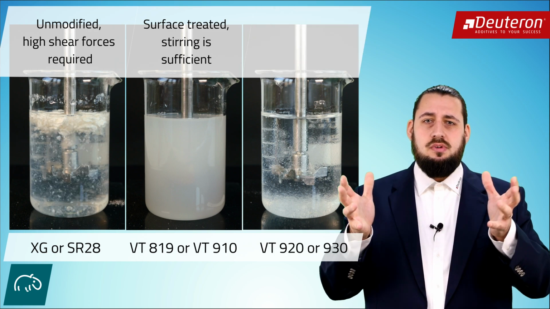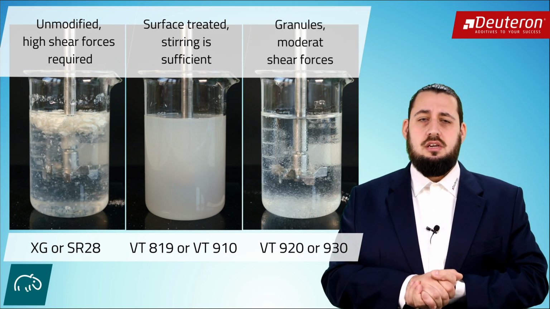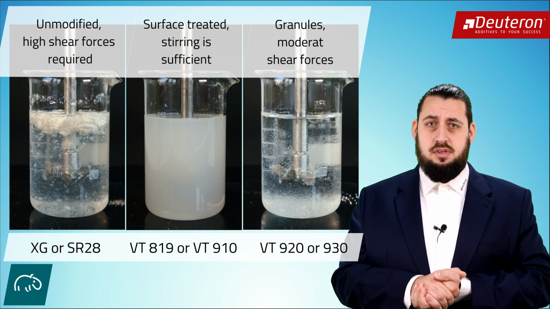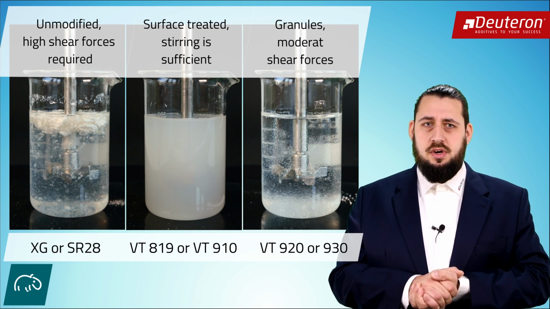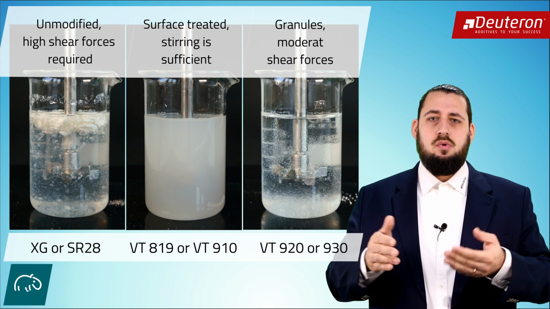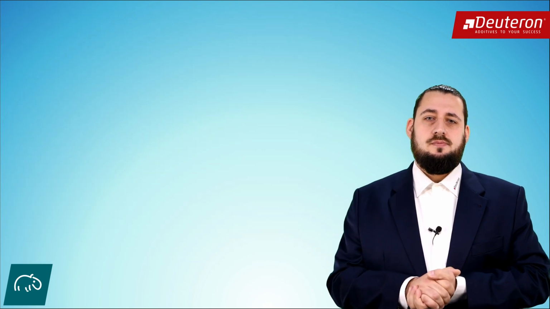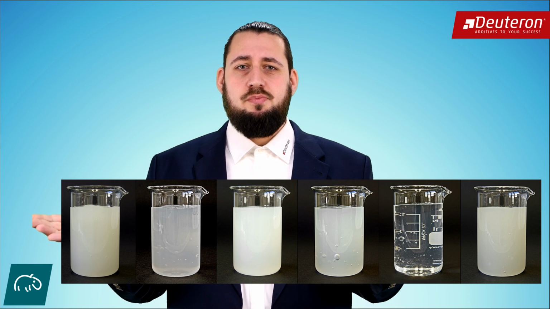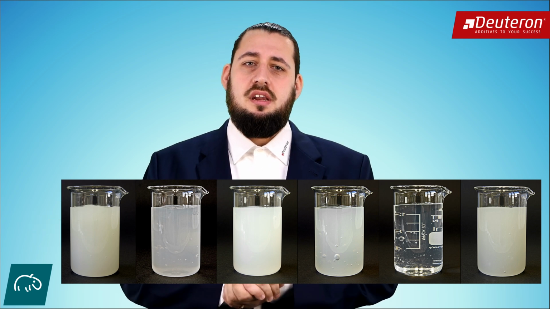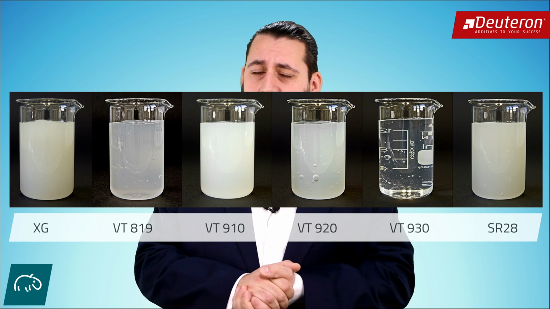The granules of Deuteron VT920 and VT930 also delay swelling. Lump formation is also avoided. In this case, only slow stirring is required. Here is a comparison of how the different pastes look. Deuteron VT930 is the only clear grade.